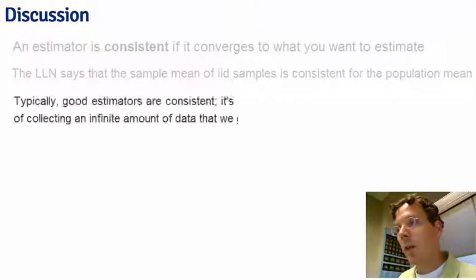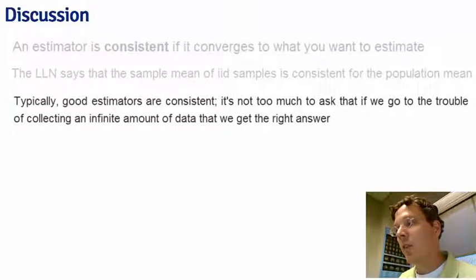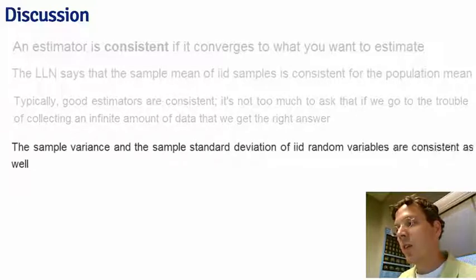This is a very good property to have, because it's basically saying if we go to the trouble of collecting an infinite amount of data, we get exactly the right answer. But it's not only true that sample means are consistent, the sample variance and the sample standard deviation of IID random variables are consistent as well.